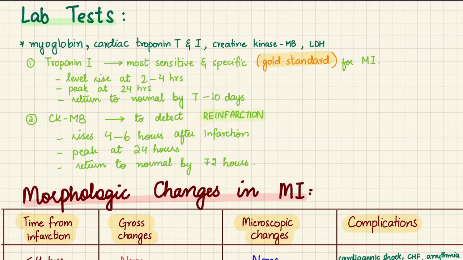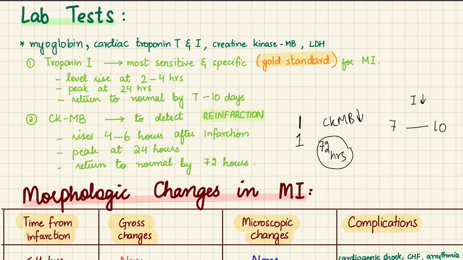Now, to understand that, let's see that troponin I levels rise at 2 to 4 hours, peak at 24 hours, and then return to normal by 7 to 10 days. Okay, now CKMB is pretty much the same, but this returns to normal by 72 hours. So I mean to say that if you have an MI at day 1, in 7 to 10 days, troponin I is going to go down, but in 72 hours, CKMB will have gone down.